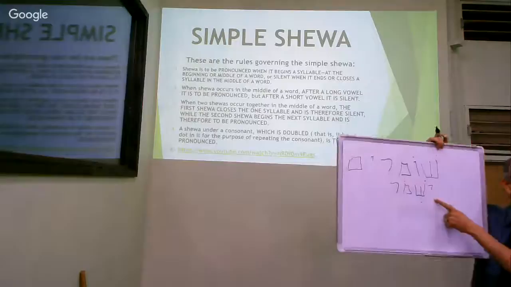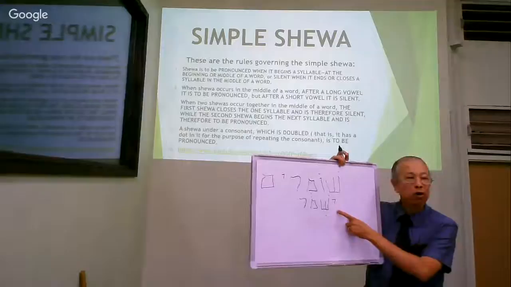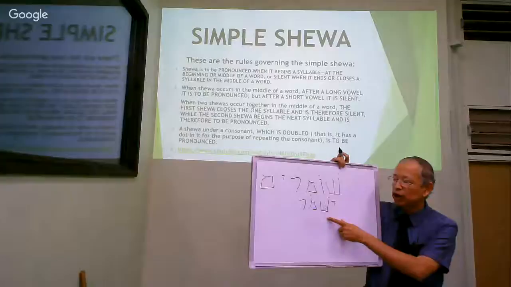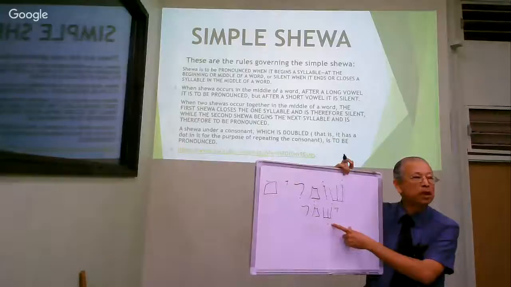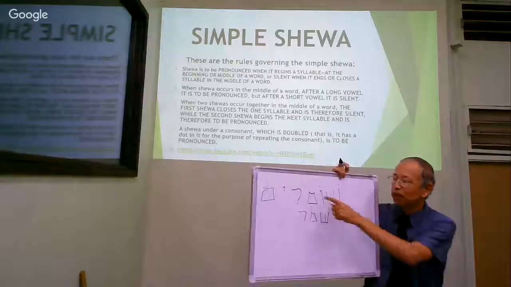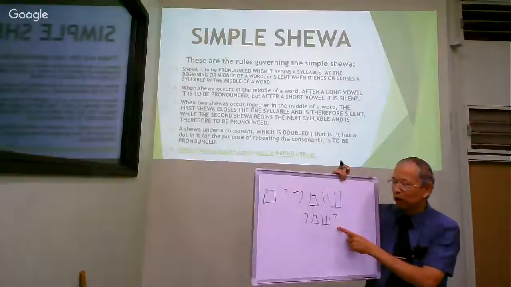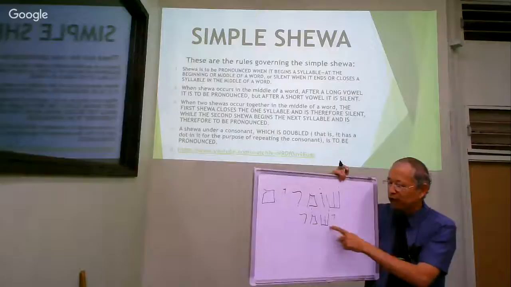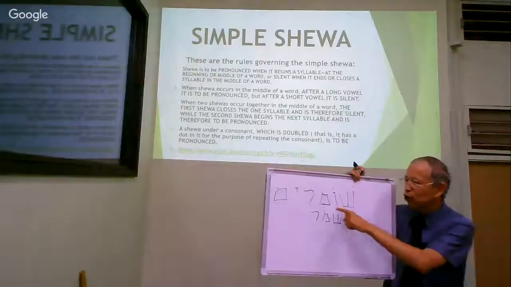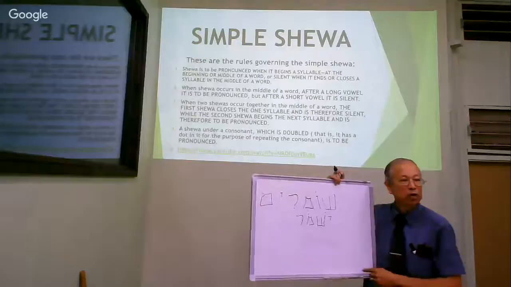Okay, now notice, here is a short vowel, kari. Can you see? Short vowel kari. The shewa comes right after the short vowel kari. And the rule says that if the shewa comes after the short vowel, the shewa is not to be pronounced. That's the rule. If it comes after a long vowel, like the long vowel kolem, O, it is to be pronounced. Shomerim. But if it comes after a short vowel, like short kirik, there is no pronunciation of the shewa. So although you have shomerim, watching or guarding, you have yishmor, he will keep or guard or watch. The shewa is not pronounced. It comes after a short vowel.